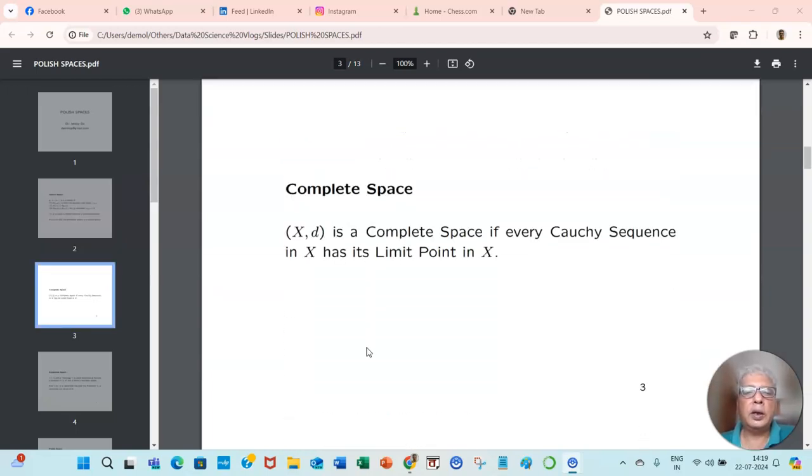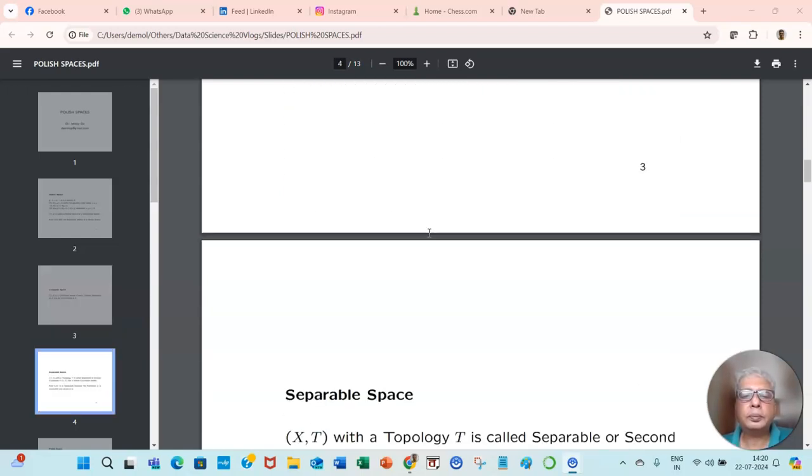Now, completeness. (X,d) is complete if every Cauchy sequence in X has a limit point in X. So if X is closed considering the limit points, then X is complete. Say the open interval 0 to 1 is not complete because I can define the sequence 1 by n that lies between 0 and 1, but the limit point 0 is out of the open interval. So the open interval 0 to 1 with Euclidean metric is not complete.